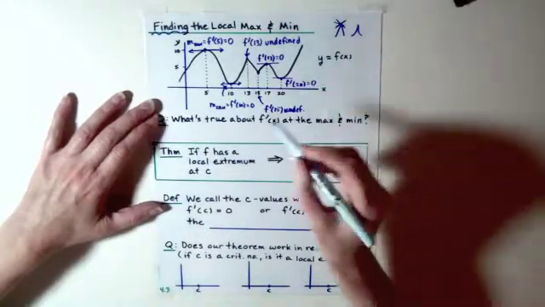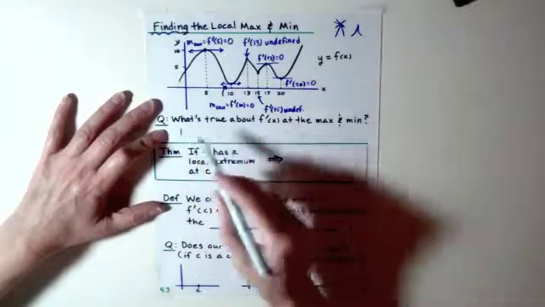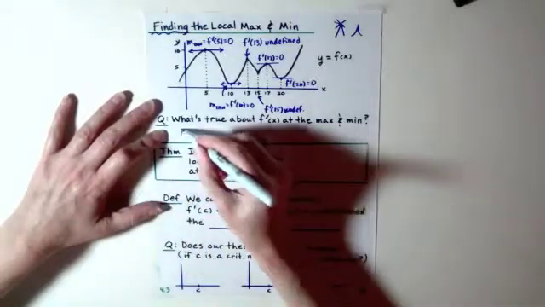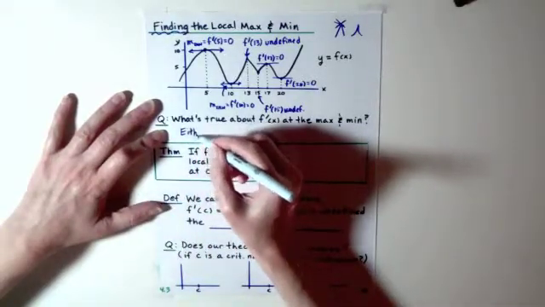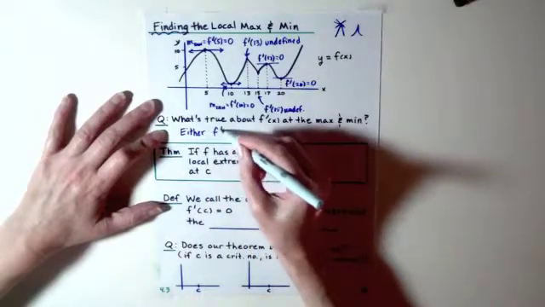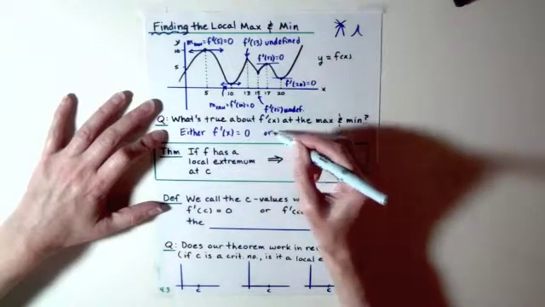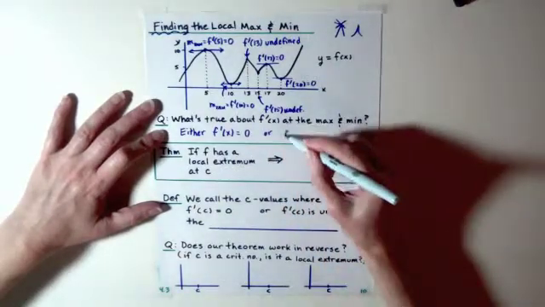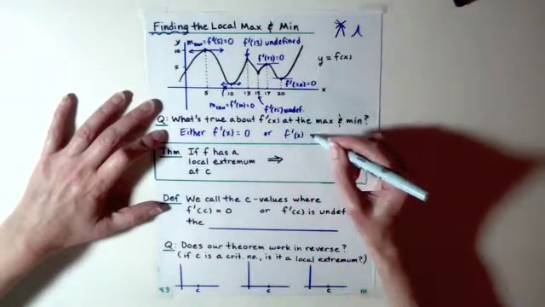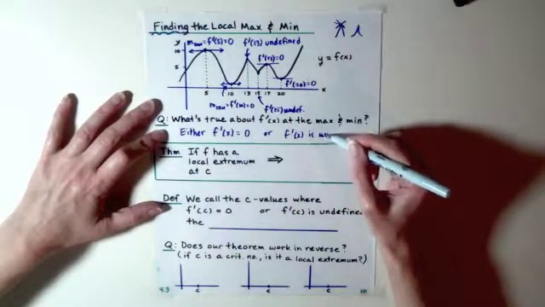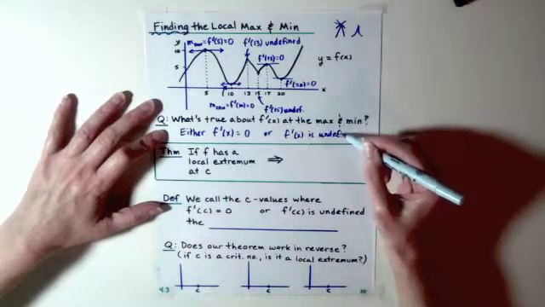But one of those two things happens. I'll put down here what's true about f prime at the max and min, meaning the local max and min. Either f prime of x is equal to 0, or the other possibility, f prime of x is undefined. So one of those two things happens.